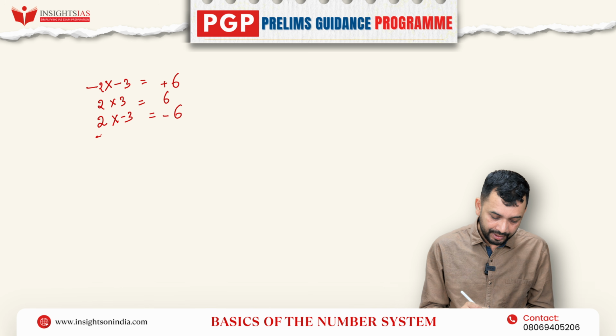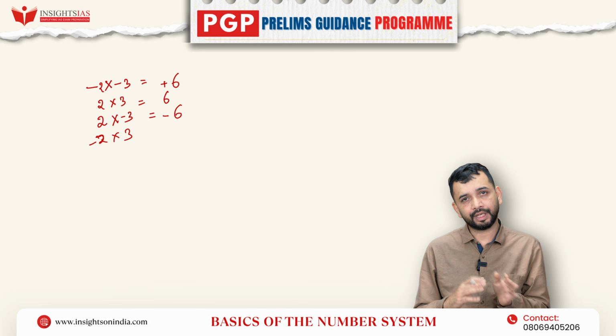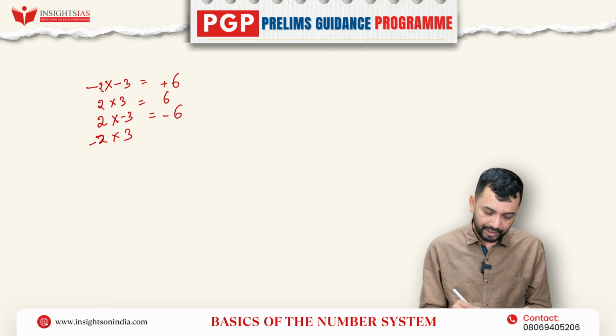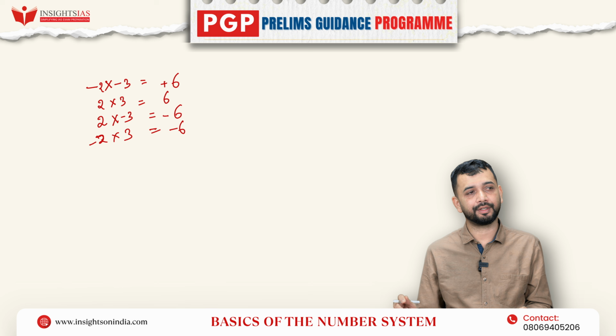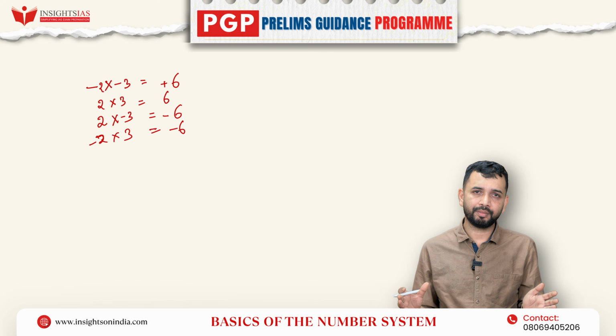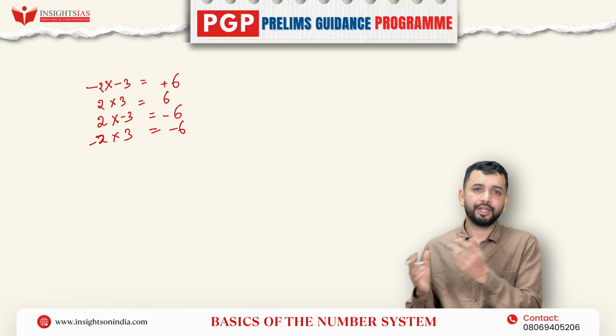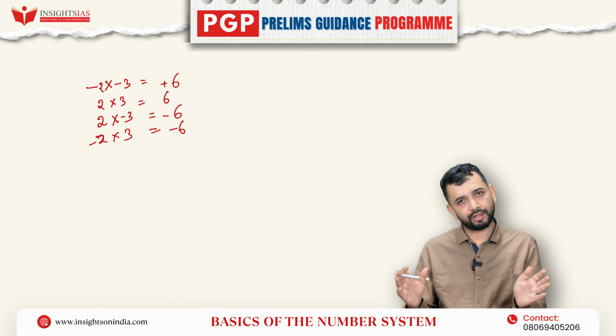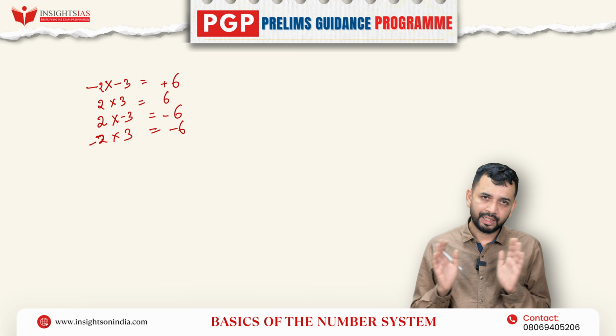Similarly, if you are having minus 2 into 3, order does not matter because you already know that A into B is also equal to B into A. Same, you will have minus 6. That is, when multiplying two integers, if both are having the same signs, then the answer will be positive. If one is negative, another is positive, the answer will always be negative. That you can keep in mind.